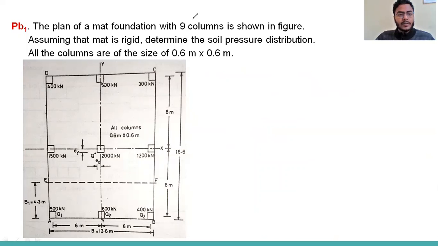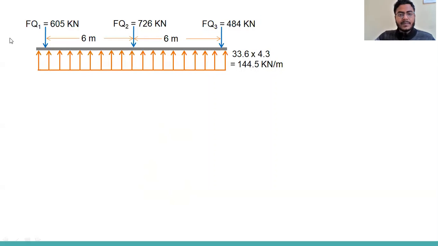So first, for drawing the shear force diagram and bending moment diagram, draw the line diagram. This is the line diagram I'm showing here. This is the upward pressure, and here this is FQ3, FQ2, FQ1, and this is the Q bar AV, 33.6 kilonewton per meter square. So this is the modified.